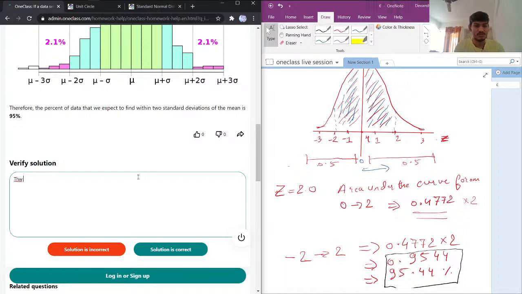So the solution, we need to be as accurate, no, I'll just write: correct answer is 95.44%. I have also seen the answer given as 95.54 or 454%. I have also seen such kind of things. So the correct answer is 95.44%.